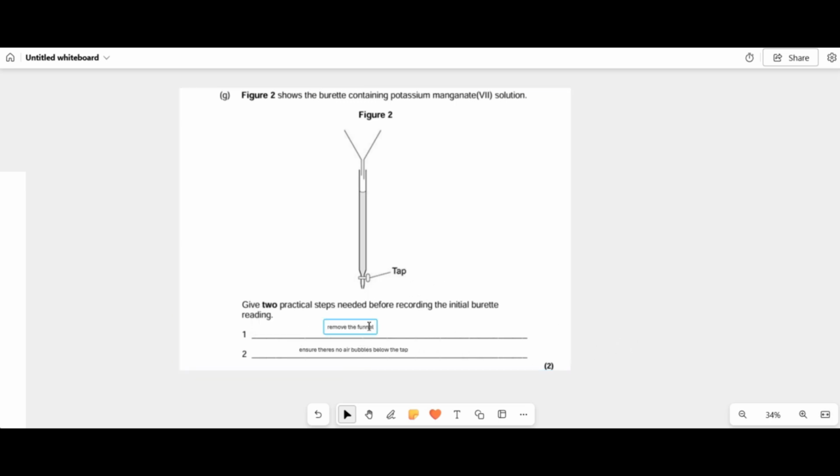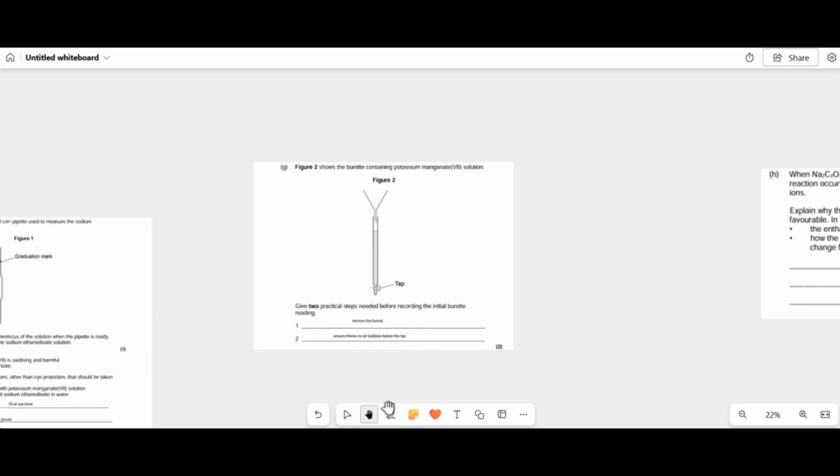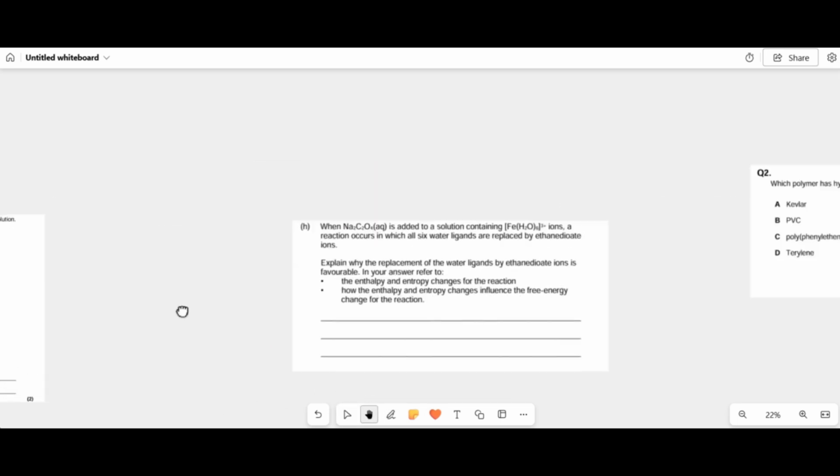If you've never seen them before, you might start panicking a bit. But trust me, if you memorize these two, it's always the same. This is what they're looking for, especially the air bubble point. In this kind of question, that's what they need. You'll see it's a common trend in the mark schemes.